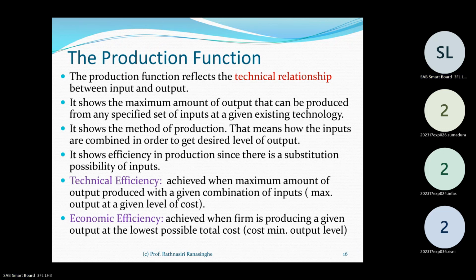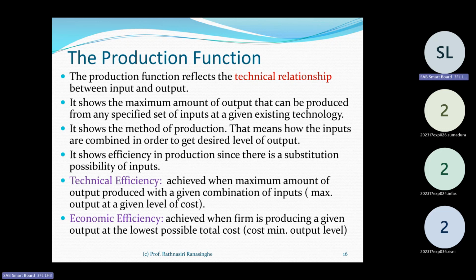It may be labor intensive or capital intensive. If we use more labor than capital, it's labor intensive. If you use more capital than labor, it's capital intensive. Right? So it depends on the techniques. That explains how we incorporate labor and capital to get the maximum output. So the production function explains the maximum possible output level that can be produced by incorporating labor and capital.